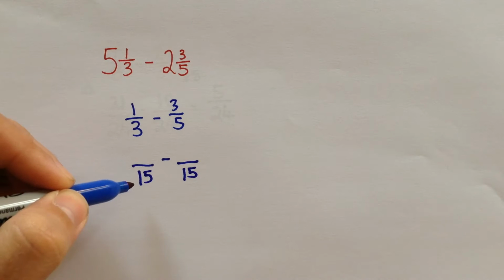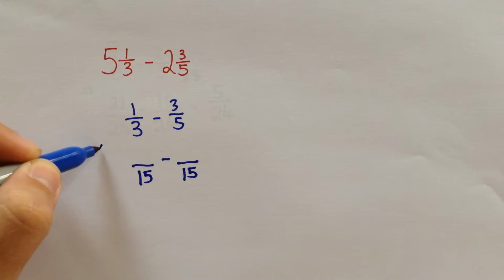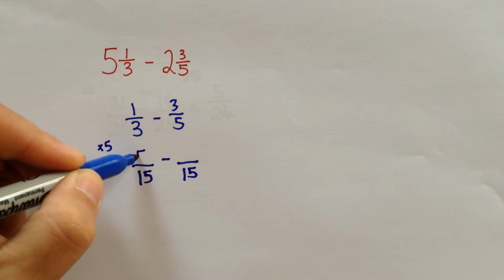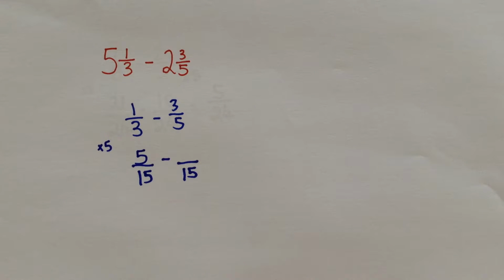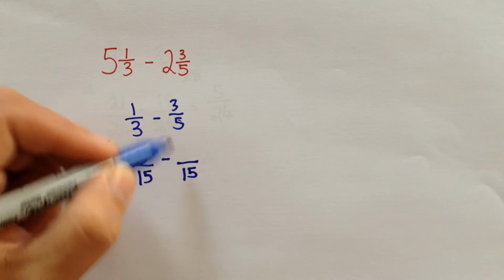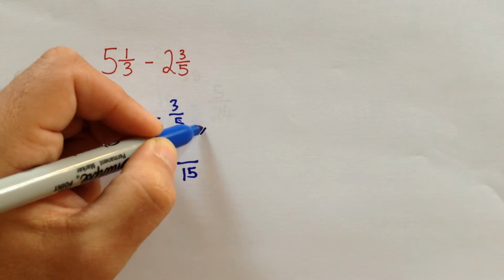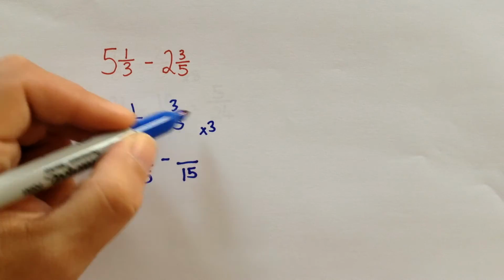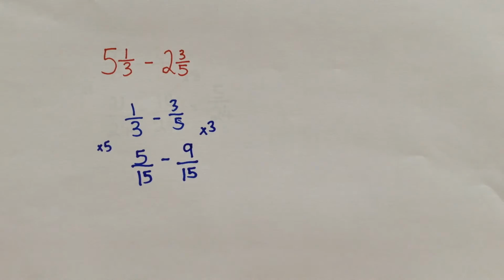What do I do to 3 to make 15? I'd have to times by 5, so I do the same to the number at the top. 1 times 5 is 5. What do I do to 5 to make it into 15? I'd have to times by 3, so I need to do the same to the number at the top, the numerator. 3 times 3 is 9.